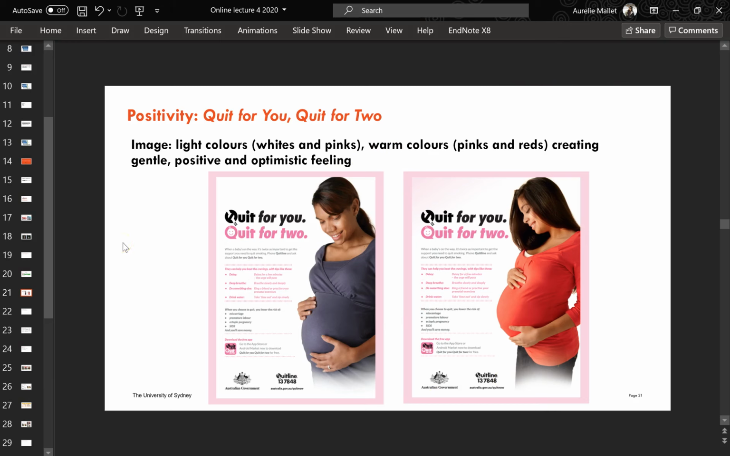Again, while before we saw dark, dull images and colors, here the colors are light. So lots of whites, lots of pinks. They're quite warm, so pinks and reds. And these all create this gentle, positive, optimistic feeling. So the use of light, warm colors here realizes positivity. And this is the same if we were to look at the TV ad again. Same use of similar colors, these pale, light colors.